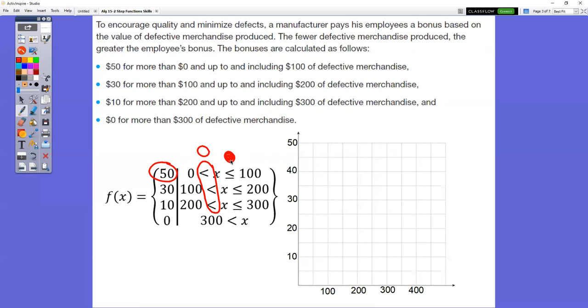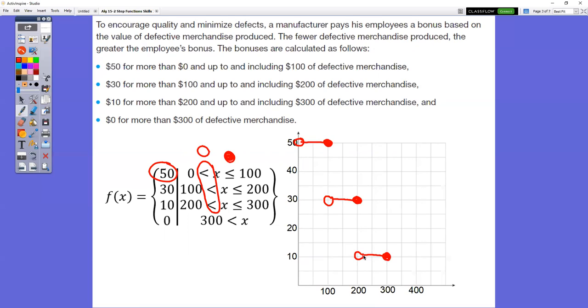So at 50, we're going in between 0 and 100. An open dot at 0 and a closed dot at 100. So it's going to be like that. At 30, we're in between 100 and 200, a closed dot at 200. At $10, we're in between 200 and 300. So an open dot here, a closed dot here.